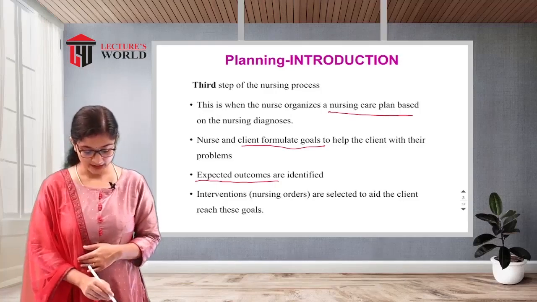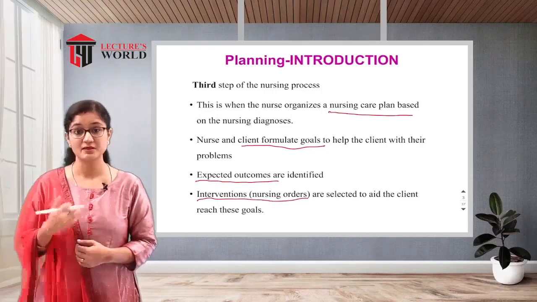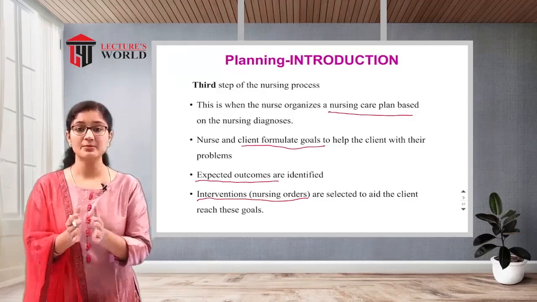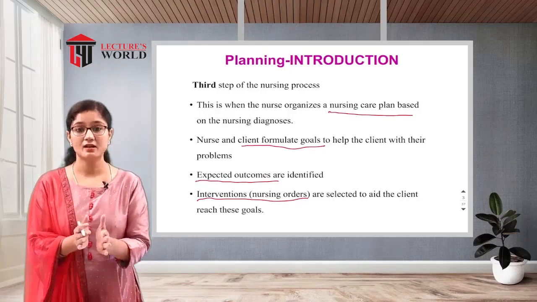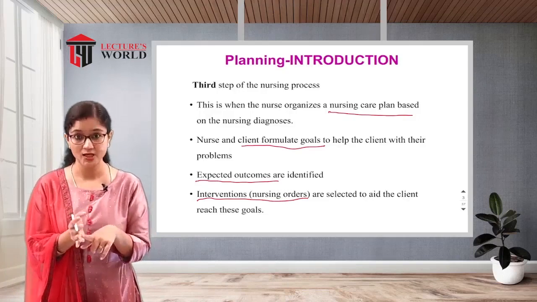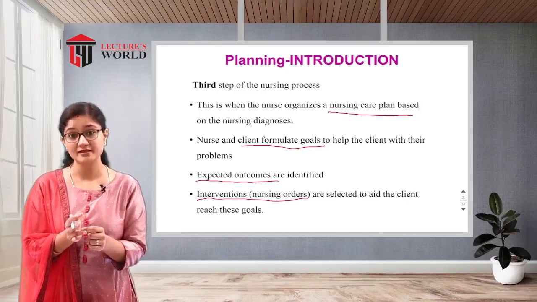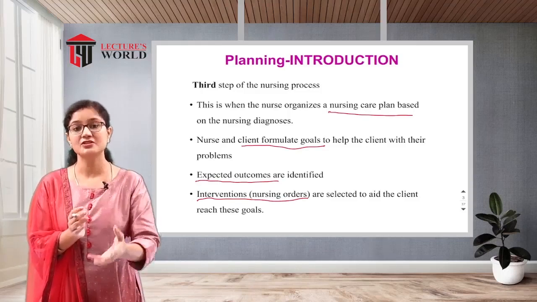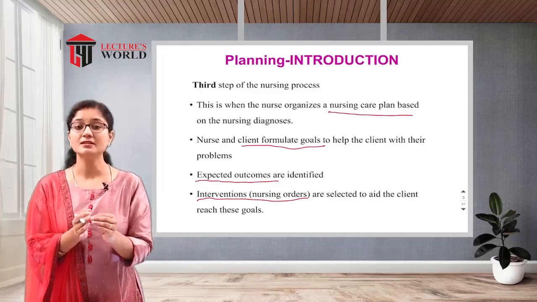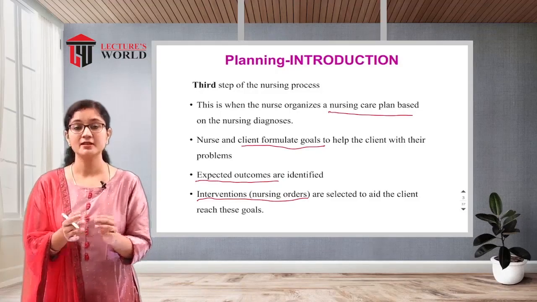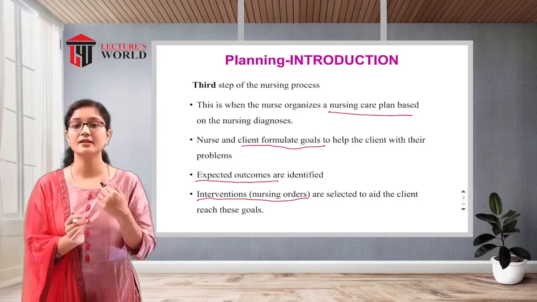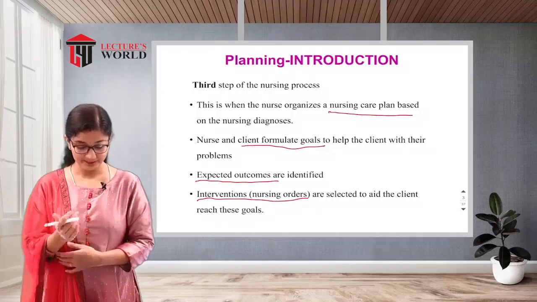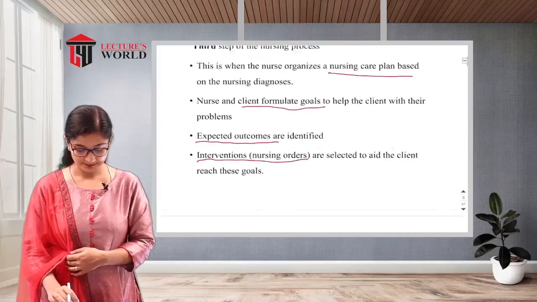Next is very important, intervention. We also call it nursing order. Nursing orders are selected to aid the client reach these goals. So in planning, what exactly we are doing is, we are planning the goal. Expected outcome is also called desired outcome. Desired means this I really want my patient to achieve. And the third one is intervention. Interventions are nothing but what all nursing care we are going to plan for our patient, that we are just listing down. Hope you understood just the introduction.